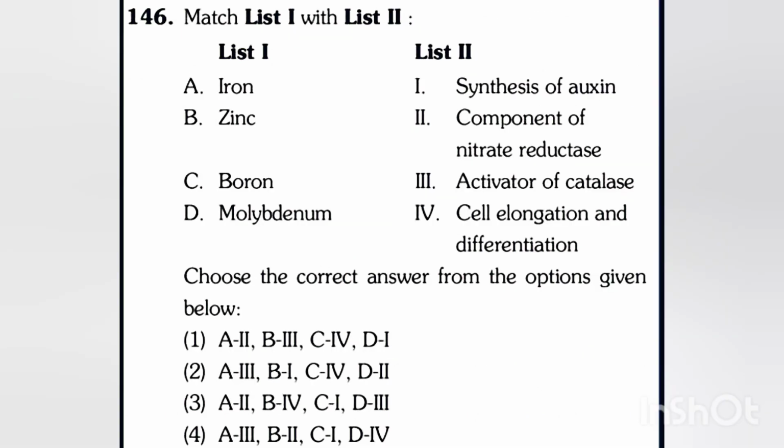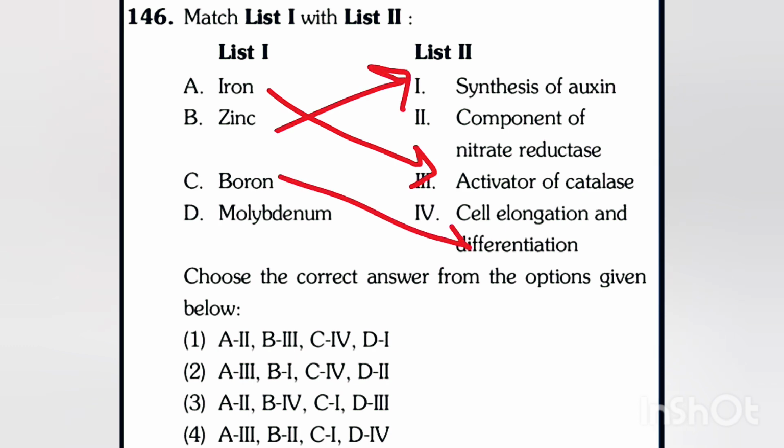Match list 1 with list 2. A. Iron, activator of catalase. Zinc, synthesis of auxin. Boron, cell elongation and differentiation. Molybdenum, component of nitrate reductase.